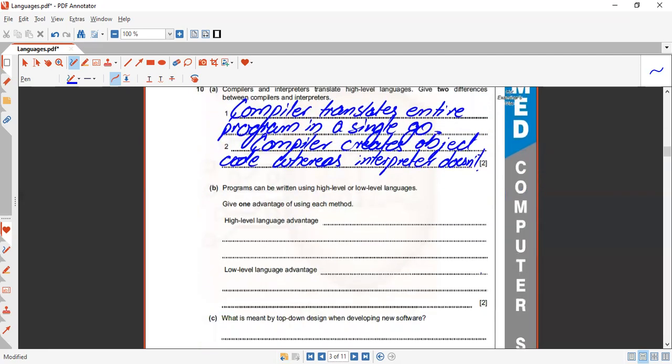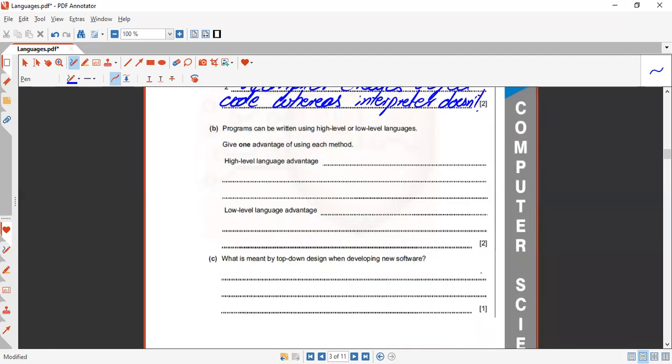Okay. Programs can be written using high level or low level languages. Give one advantage of using the high level language. Okay, we have done with this. Now coming towards the low level language. Advantage of the low level language. Yes, any one of you? Takes less space in the memory. Consumes less space or takes less space. Very good.